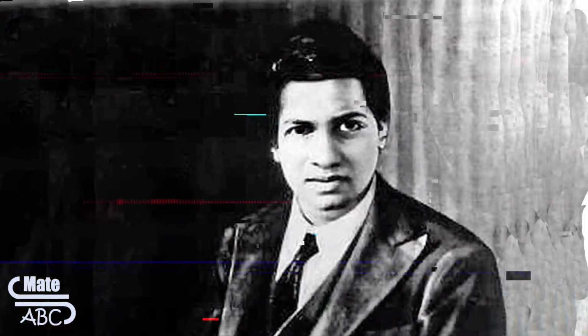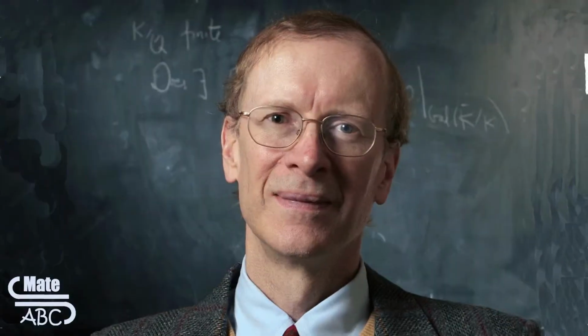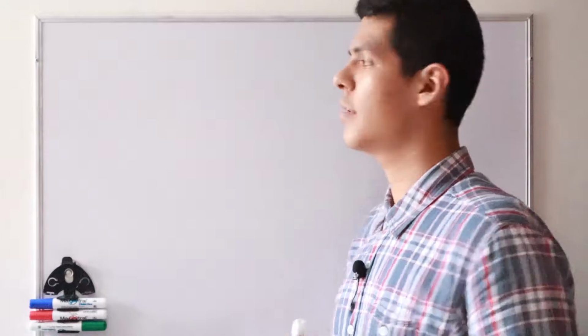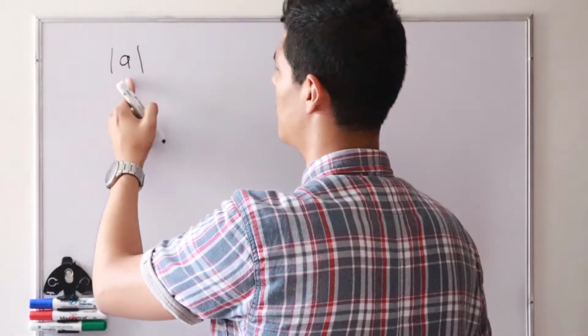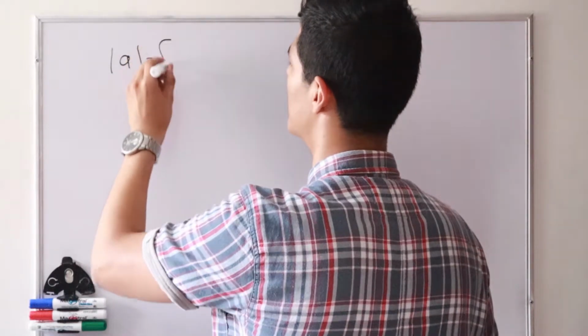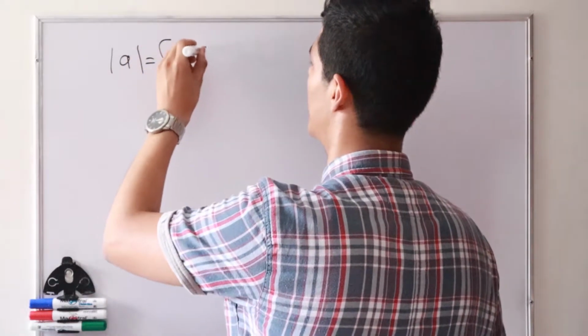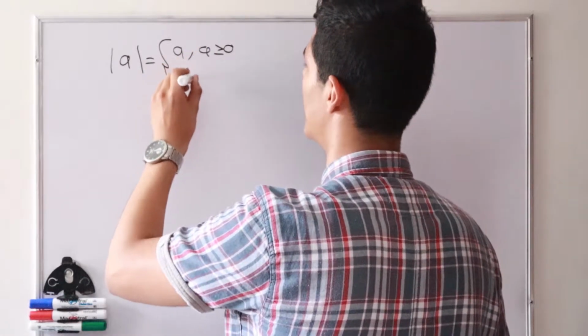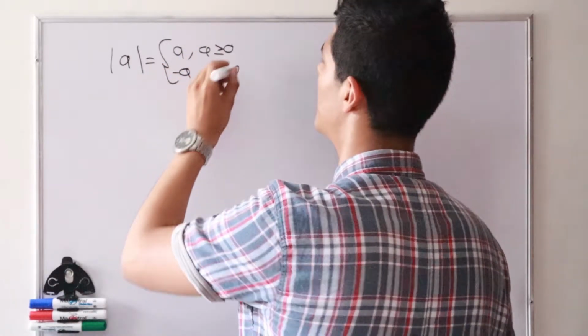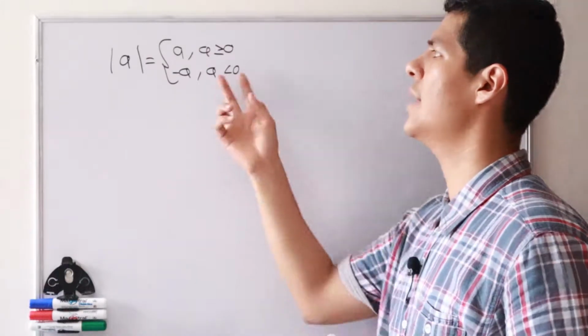So let's get started. Remembering the definition of the absolute value, we have that the absolute value of A equals A if A is greater or equal to 0, or minus A if A is less than 0. So we have here two cases.